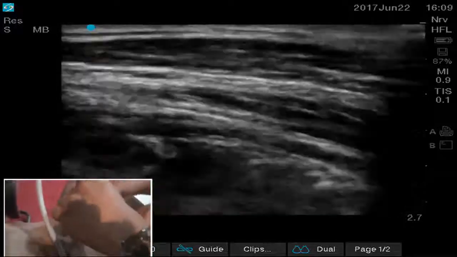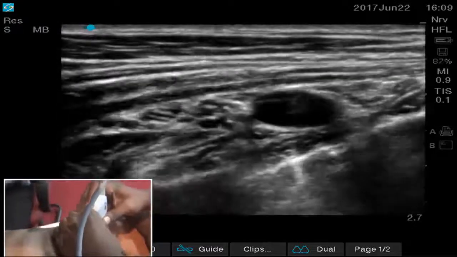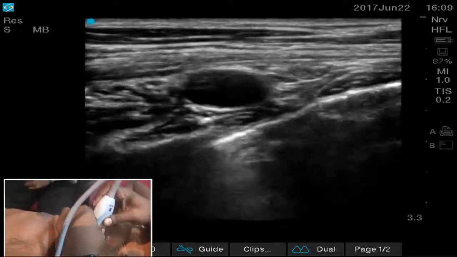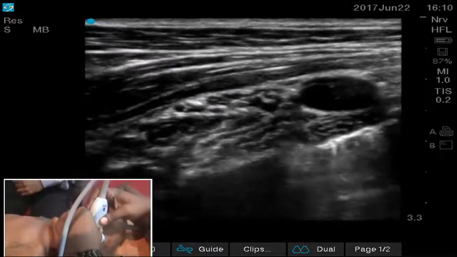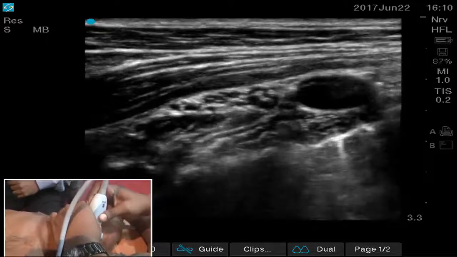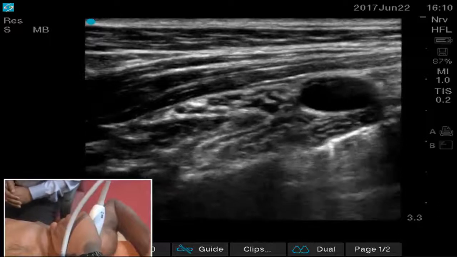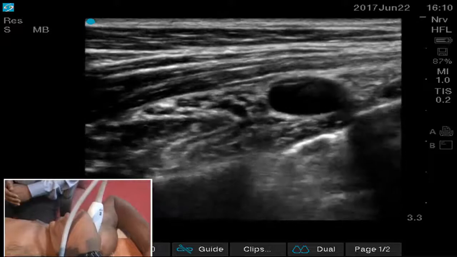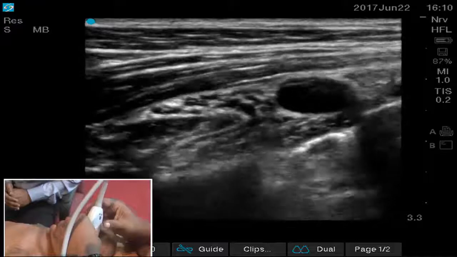Now let me orient myself better, increase the depth a little bit more. One step more. No, reduce the depth. Now the first topmost muscle is the subclavius muscle, and below that the brachial plexus elements are entirely grouped just lateral to the axillary artery. So all the brachial plexus elements are grouped just lateral to the first part of the axillary artery. This is the costoclavicular space.